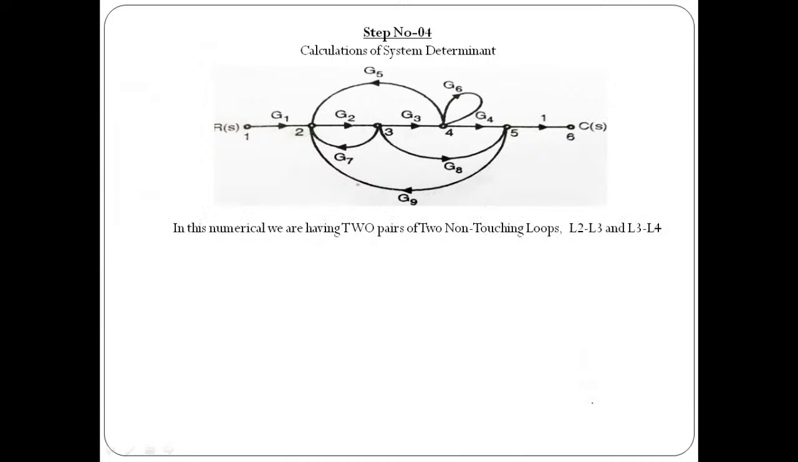So in step number 4, calculations for system determinant. First of all, we need to identify how many pairs of touching or non-touching loops there are. In this numerical, we have identified that we have two pairs of non-touching loops. And what are they? First one is L2, L3, and second one is L3, L4.